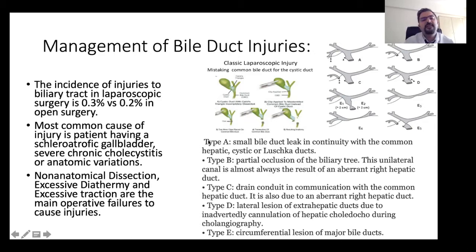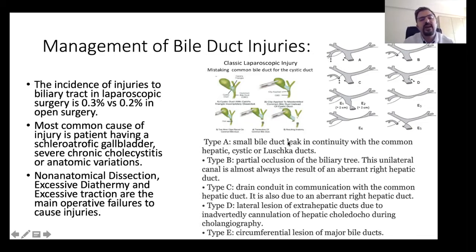So this is a classification. Every surgeon has to know it if they are doing laparoscopy. From type A to type E, it's getting more complex. As you can see in the figures, type A is a small bile duct leak from the liver bed, in continuity with the common hepatic, cystic or Luschka ducts, but it's a small injury from the liver bed.